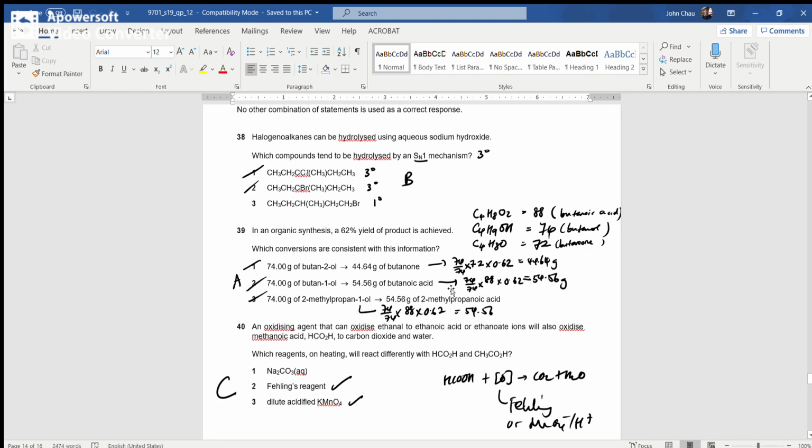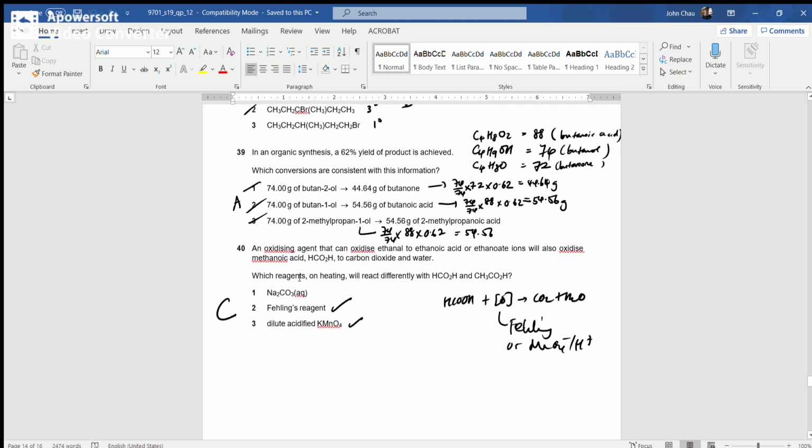So what we do is 74 over the Mr 74, times butanoic acid 72, and the efficiency is 62%, 0.62, so you get 44.64, correct? The second one is also divided by the Mr 74, times 88, times 0.62, so you get 54.56, also correct. The third one is also 74 divided by 74, times the isomer butanoic acid, times 88 times 0.62, you get 54.56. Also correct.